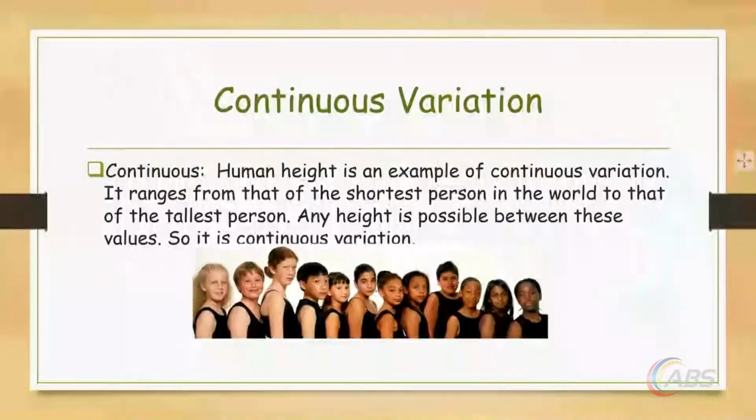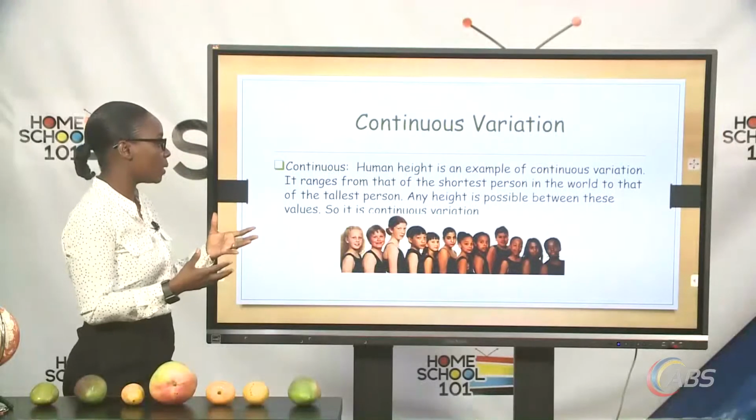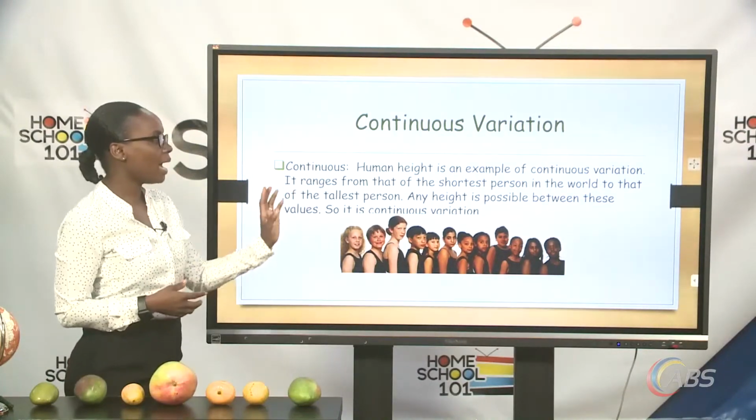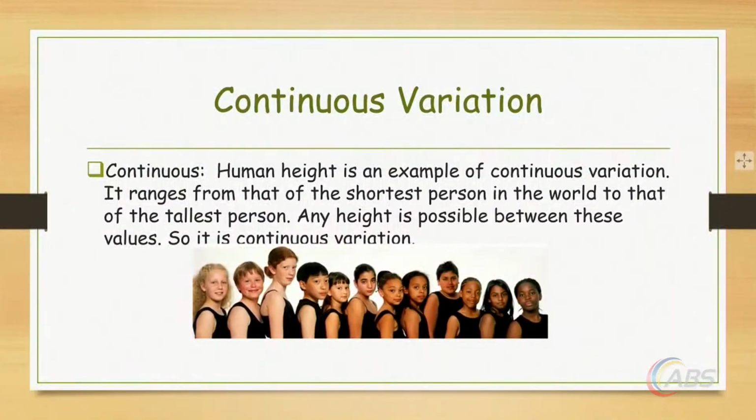Now, continuous variation. Play off of the word, it's continuous. Human height is an example of continuous variation. It ranges from that of the shortest person in the world to the tallest person. Any height is possible between these values. All right, so it is a continuous type of variation.